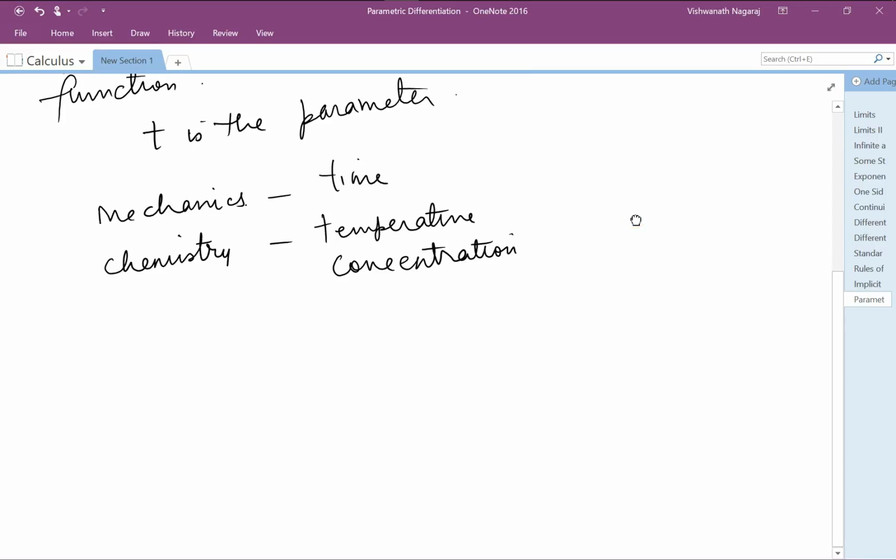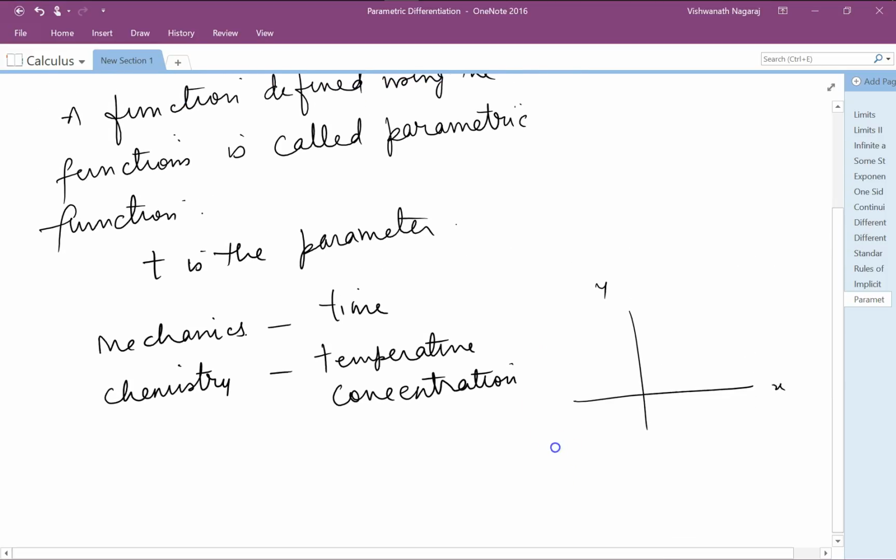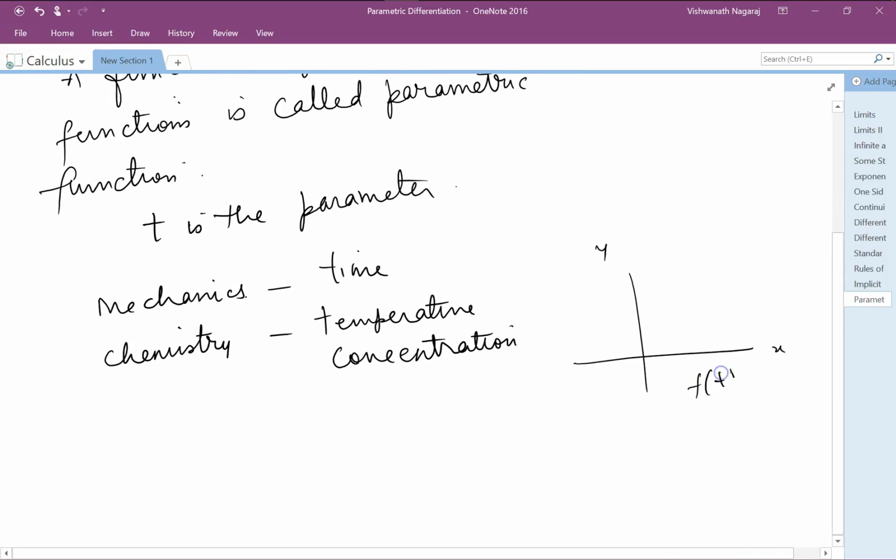So basically, just to clarify this, if we have a graph, remember, this is x, this is y. So x is f of t, and y is g of t. Or in other words, just as an example, f of t is equal to tan t plus cot t. Similarly, g of t is equal to 2 log cot t. Okay, let's look at the graph of this, how it would look.